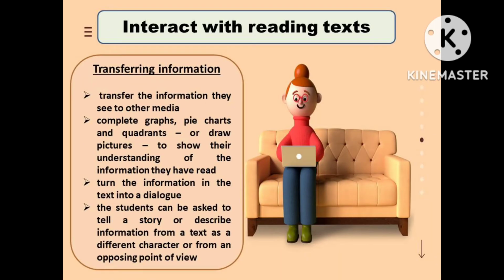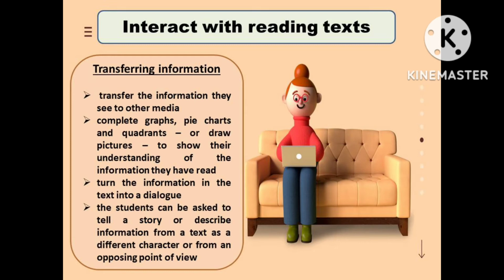is asking. Another way to interact with reading text is transferring information. So one way of having the students demonstrate their understanding of text is by asking them to transfer the information they see to other media. For example, with the kind of factual texts that are a main feature of CLIL, which means Content and Language Integrated Learning, we can ask the students to complete graphs, pie charts, and quadrants or draw pictures to show their understanding of the information they have read.